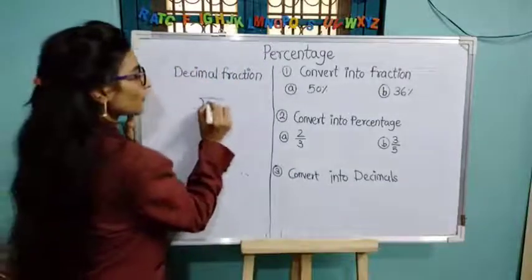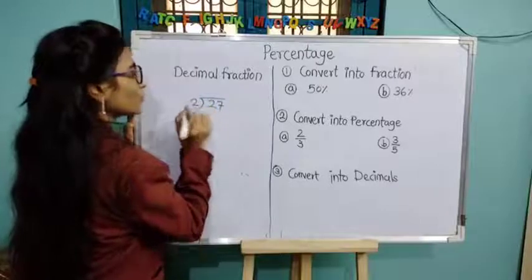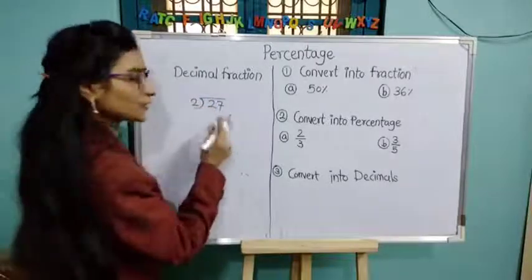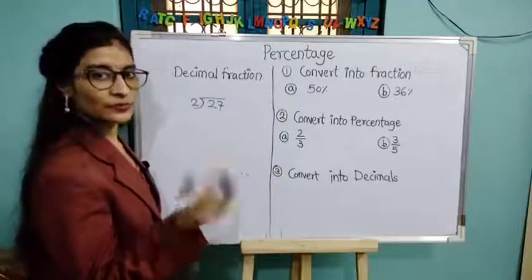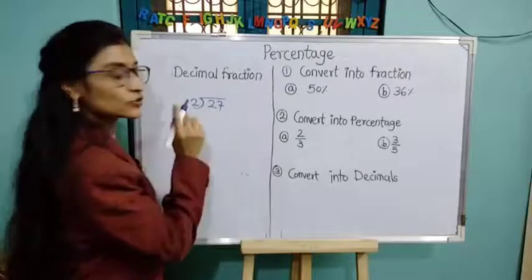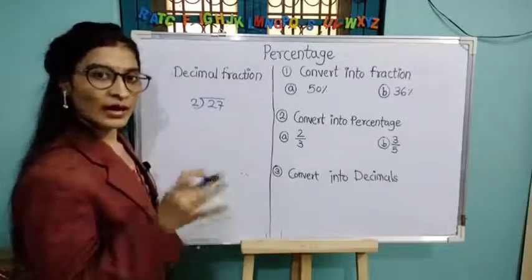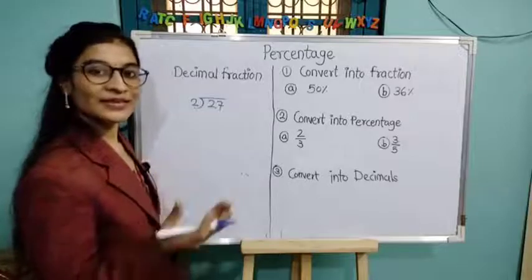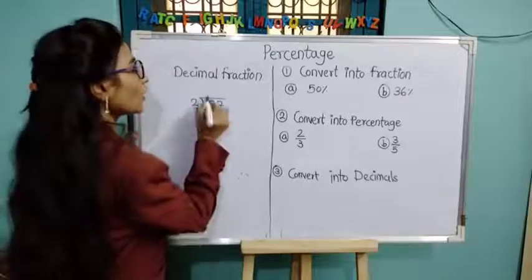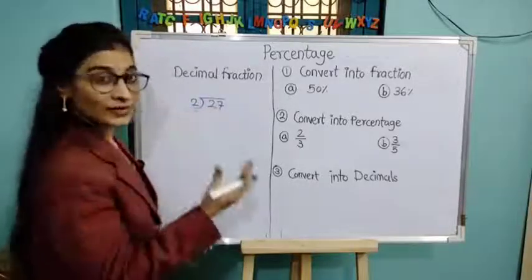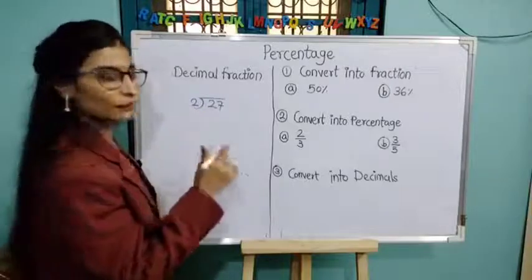Suppose 27 is a number which is divided by 2. 2 is the divisor and 27 is the dividend. But we know by the divisibility test that 27 is not completely divisible by 2. If we divide 27 by 2, we will get a remainder. So what do we have to do to divide 27 completely? That we will see now.